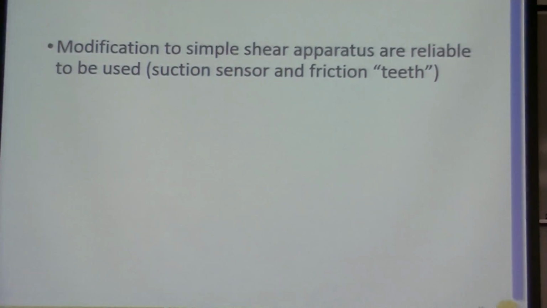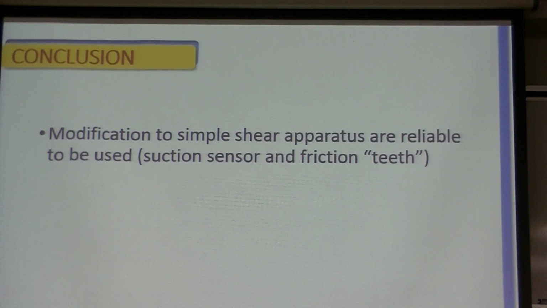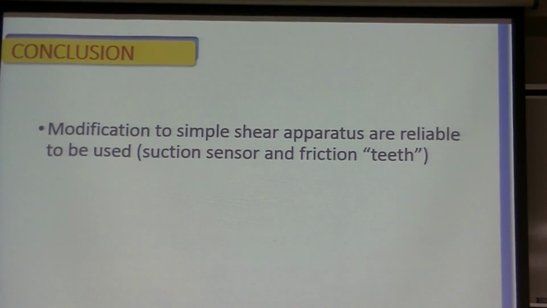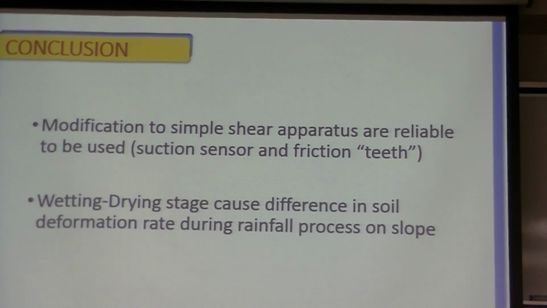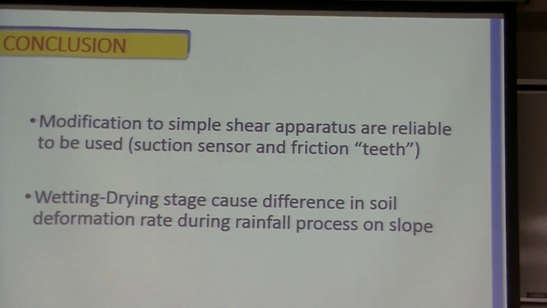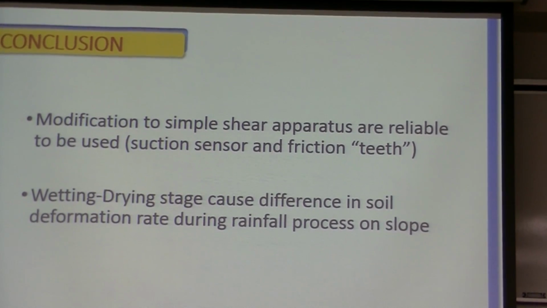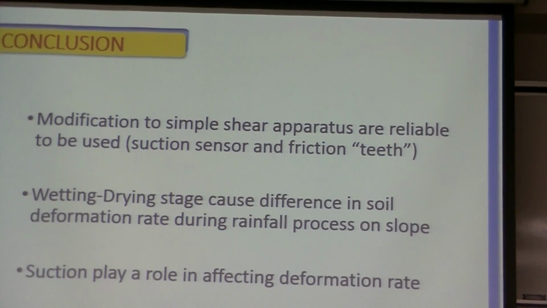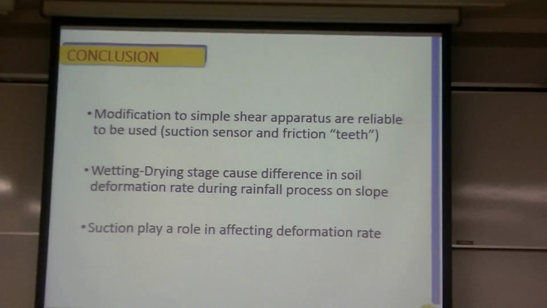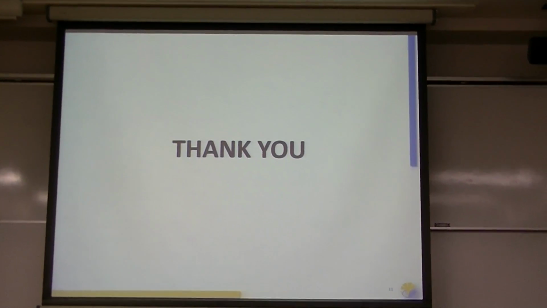And here's my conclusion from this current research. Modification to the simple shear apparatus is reliable to be used. Wetting-drain stage causes difference in soil deformation rate during rainfall process on slope, and suction plays a role in affecting deformation rate. Thank you.